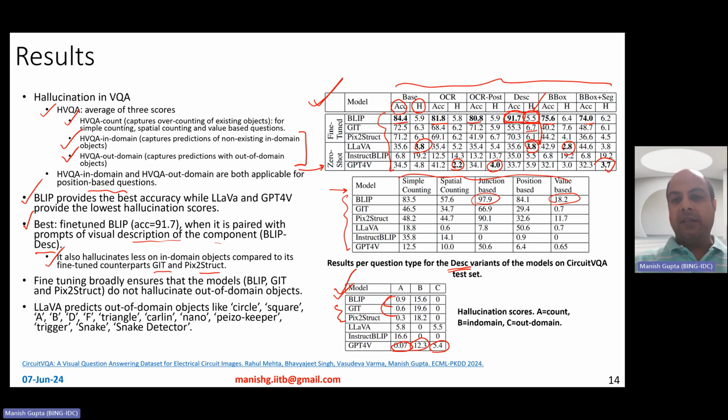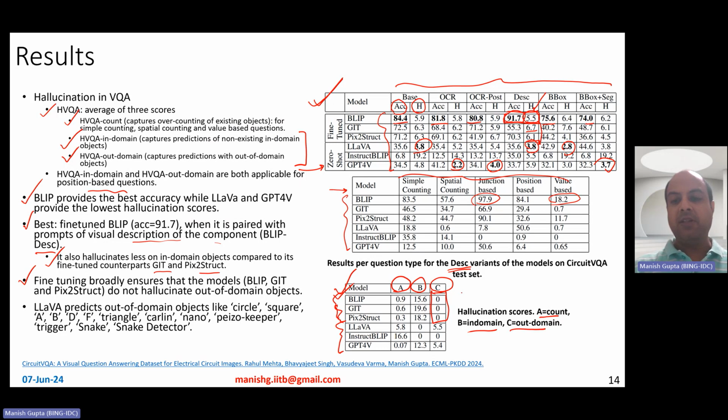So fine tuning in general, if you observe, these are zero shot models, and the above ones are fine tuned models. Fine tuned models broadly ensure that they do not hallucinate on out of domain objects. If you observe out of domain objects, there is just no hallucination. So C is out of domain hallucination, in domain hallucination is B, and A is count based hallucination.